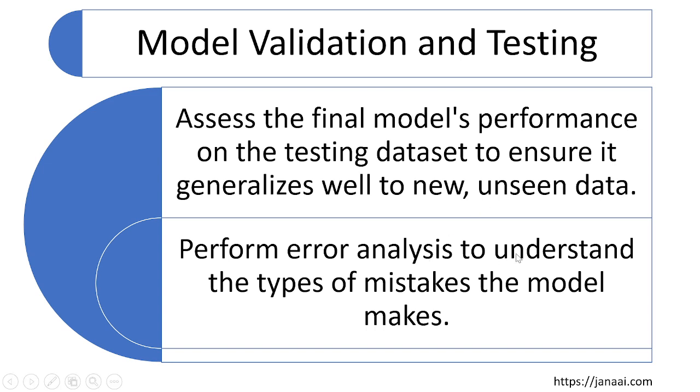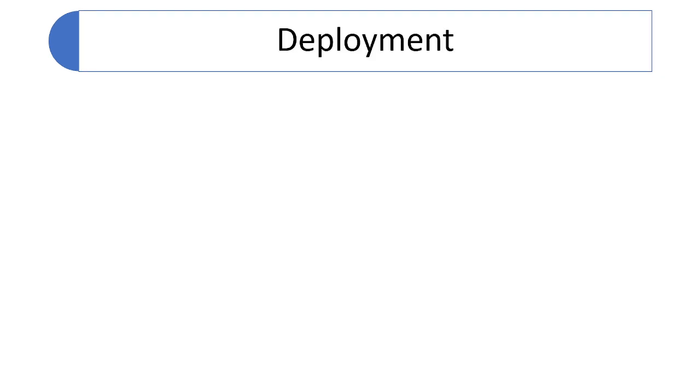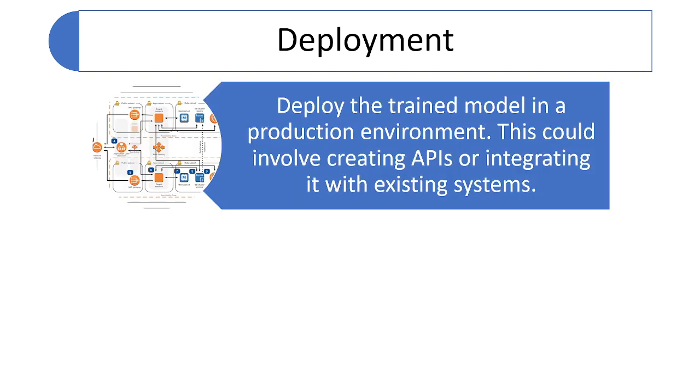Perform error analysis to understand the types of mistakes the model makes. There are some error metrics, like R-squared and adjusted R-squared, to check for errors in the model. So this is your model validation and testing phase. Once the validation and testing have been completed, your model is ready. Then we will do the deployment.